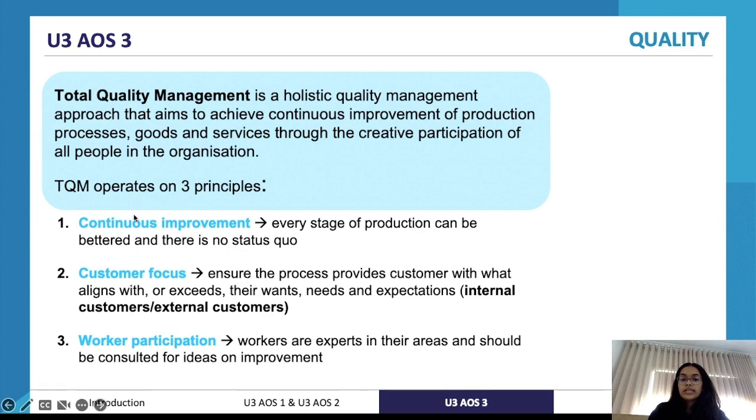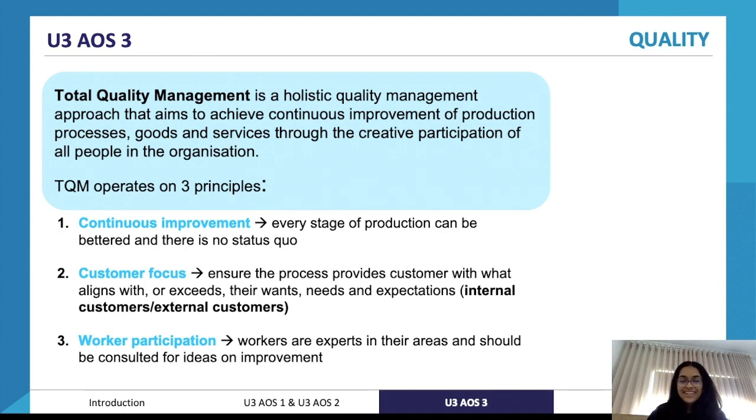The first one is continuous improvement, which looks at ensuring that every stage of production can be bettered and there's no status quo. So it's literally just saying that there's no such thing as just being perfect. The business has to continuously strive for improvement and betterness, if that's a word.